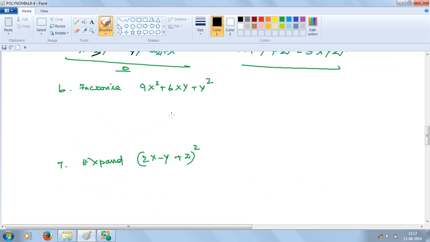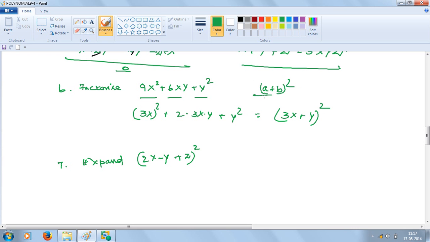So we will try to factorize the next sum. So now you know how to factorize. This is of the form 3x the whole square plus 2 multiplied by 3x multiplied by y plus y square. So it simply is equal to 3x plus y the whole square. So we have to remember this is of the form a plus b whole square.